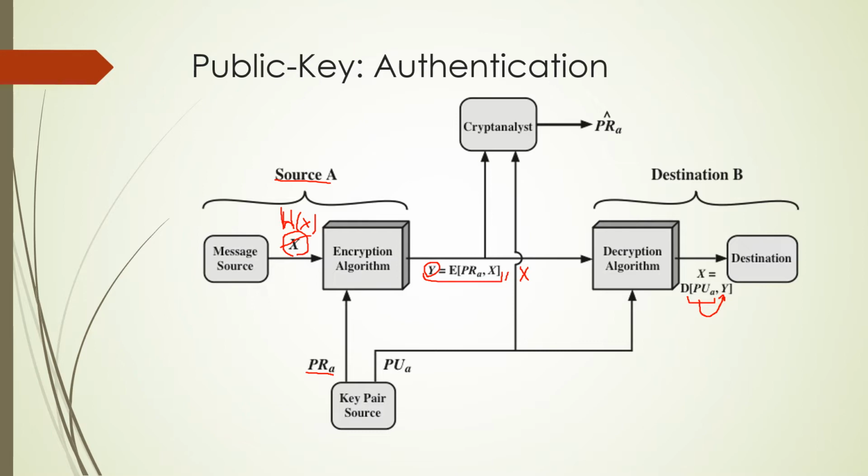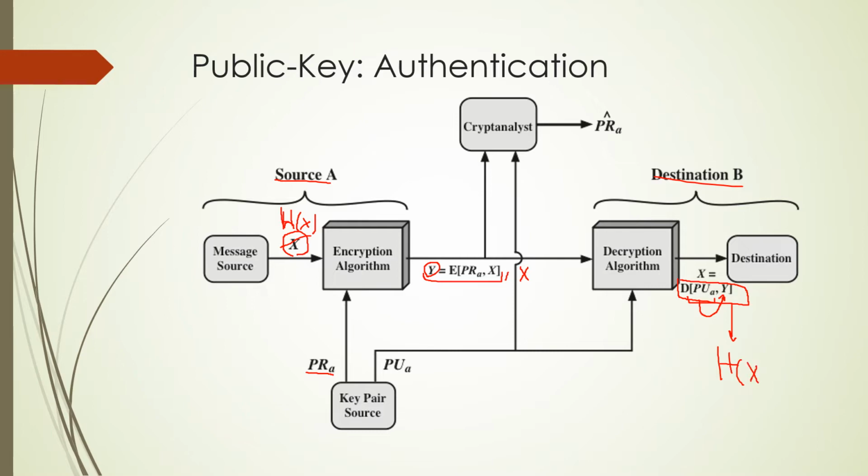And that crypto hash function will be reused by the destination B when destination B wants to verify the signature. So imagine Y is sent to B. What B needs to do to verify the message is to apply the decryption algorithm on Y and the public key of sender A to reconstruct the hash value of X.